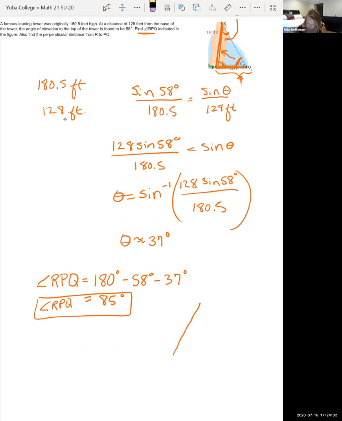Just draw the triangle again. It wants us to find this distance, the top down to the ground. Well, we know what this is. This is still 180.5 feet. We now know what this angle is. We just found that it was 85 feet. No, not 85 feet, 85 degrees.